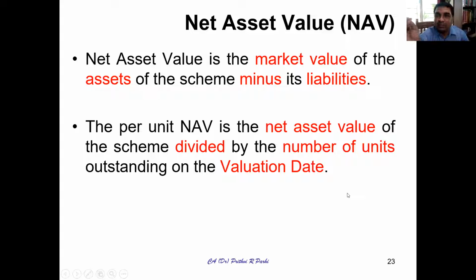Suppose in a scheme there are 1,000 units, right? The value of the NAV is 1 lakh. So 1 lakh divided by 1,000. So 100 rupees is the per unit NAV. If tomorrow it becomes 101, that's growth. So you should feel happy that if you want to liquidate at that point of time, you'll be getting 101. So at any point of time, one can liquidate. That is the advantage of a mutual fund.